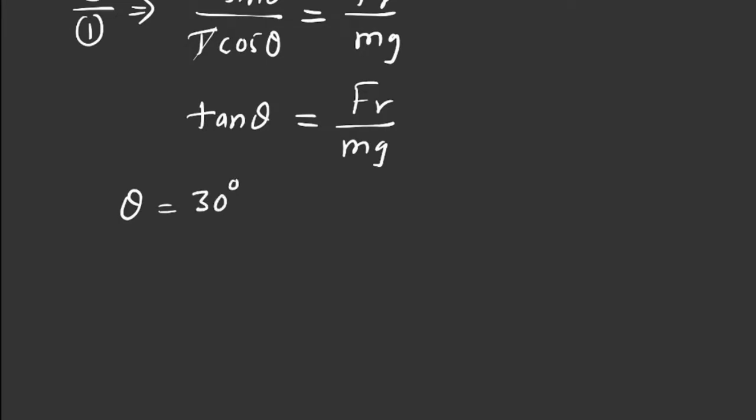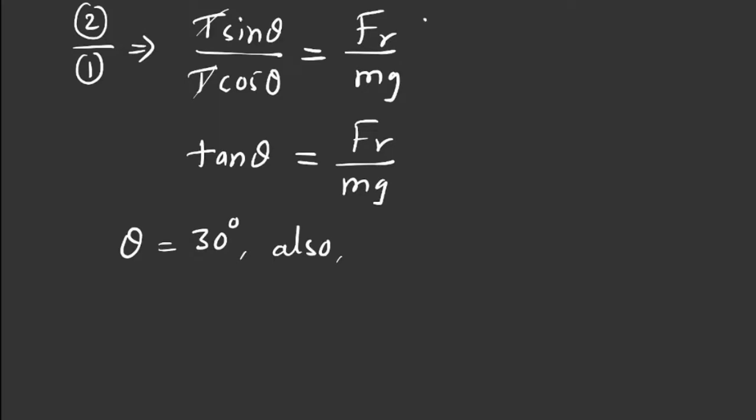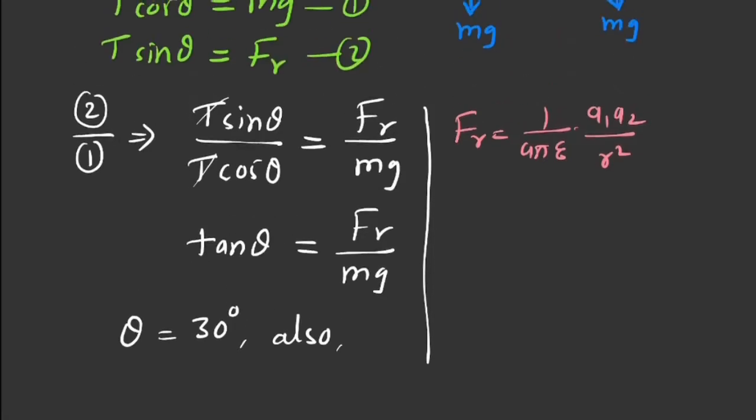Okay, also what is the value of this mg? And Fr is the repulsive force. Now let us calculate the repulsive force separately here. Now the repulsive force between two charges, how do we calculate? The formula is 1 divided by 4 pi epsilon naught, q1 q2 by r square, isn't it? Now what is given?